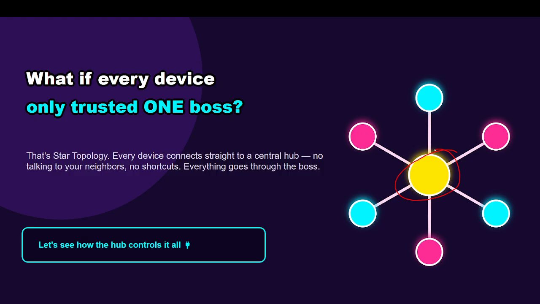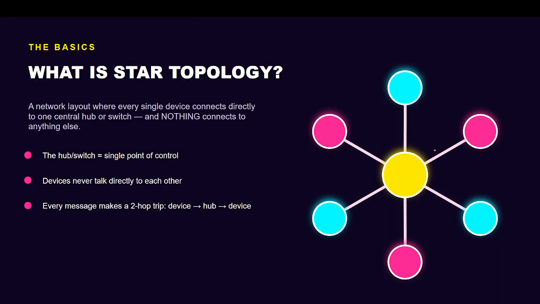Technically, every single device gets its own private cable straight to a central hub or switch. Nothing connects to anything else, ever. So if your laptop wants to talk to your printer, it's not a direct line. It's laptop to hub to printer. Two hops every single time.